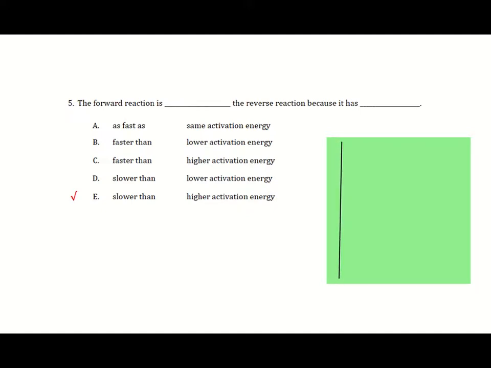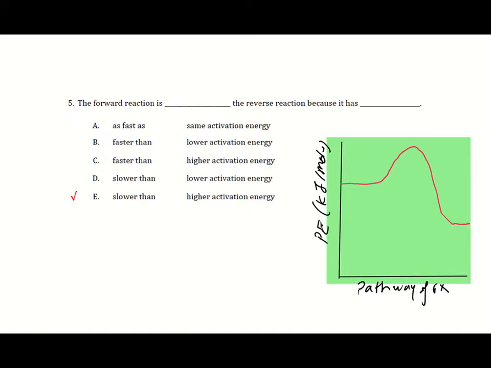Here are the X and Y axis. It should be labeled. Here, as we said, is the pathway of progress, or progress of the reaction, pathway of reaction. And here is the potential energy in kilojoule per mole. If we need to draw the forward reaction as exothermic, we will draw something like this, keeping in mind that here are the reactants, here are the products, and in this part here I have the activated complex.